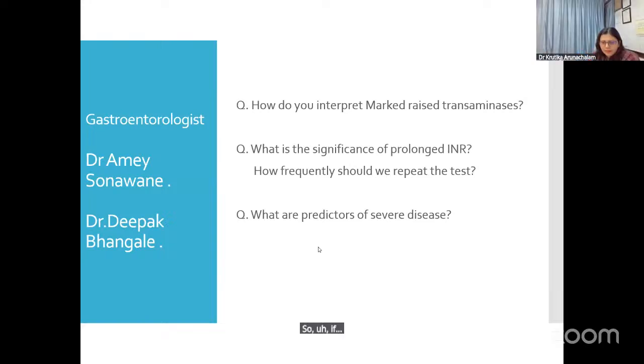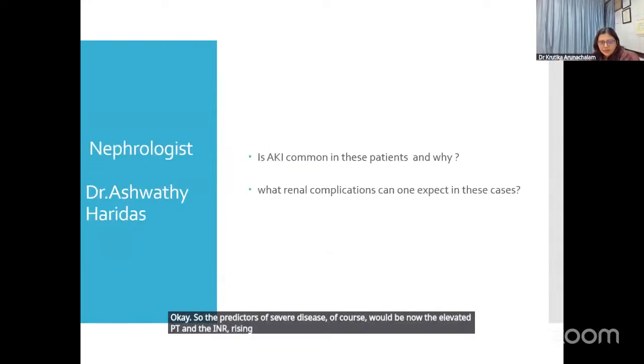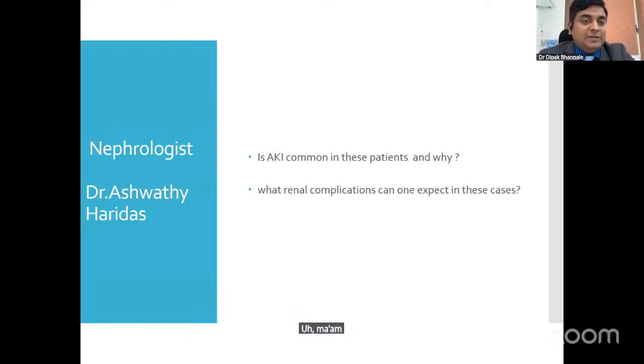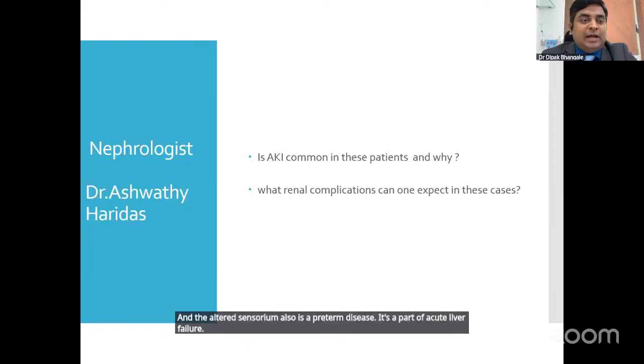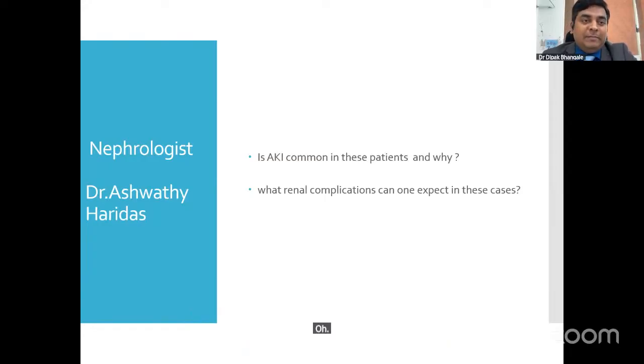So the predictors of severe disease, of course, would be the elevated PT and INR, a rising INR. And the altered sensorium also is a predictor of severe disease. It's a part of acute liver failure. So hypoglycemia, altered sensorium, because these are the severe signs.